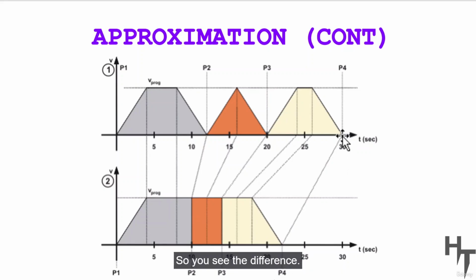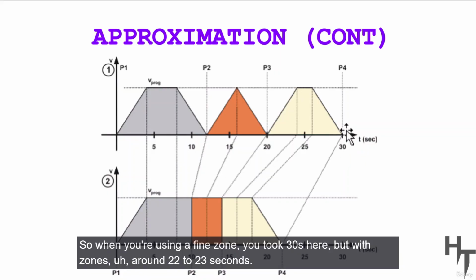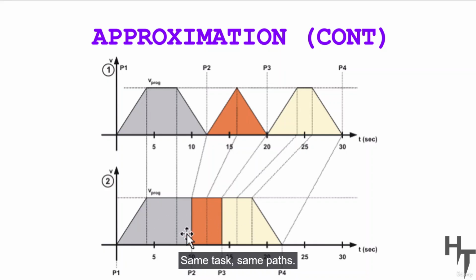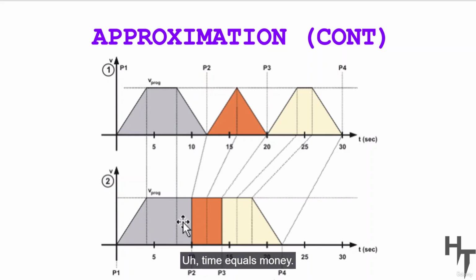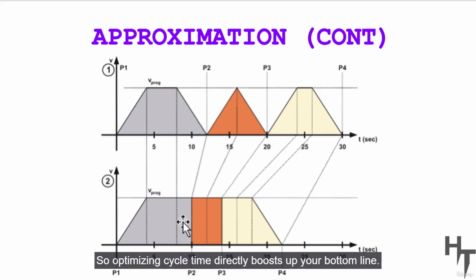So you see the difference? When you're using fine zones, it took 30 seconds here, but with approach zones it takes around 22 to 23 seconds. Same task, same paths, but here we have tolerance to perform some angles in our movements. In manufacturing, time equals money. So optimizing cycle time directly boosts your bottom line.